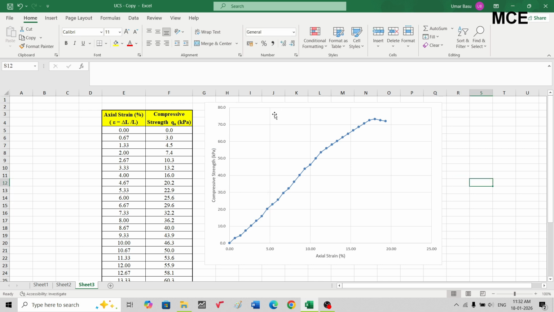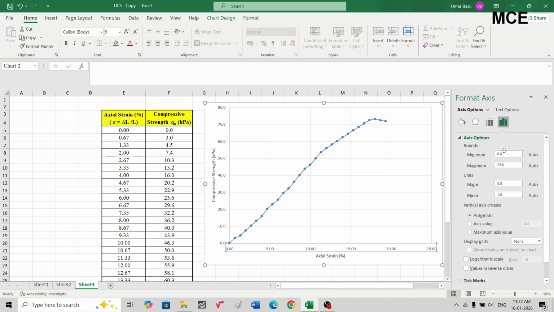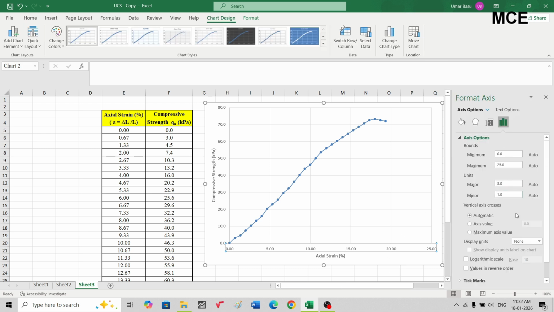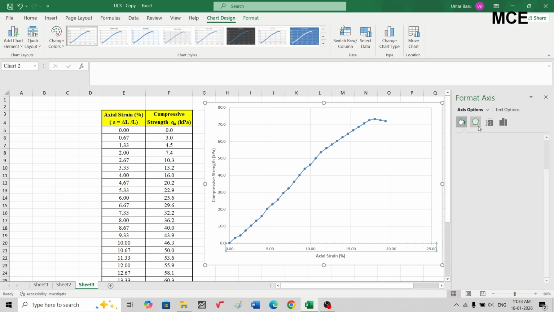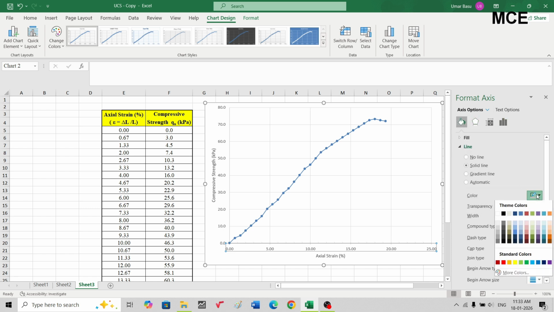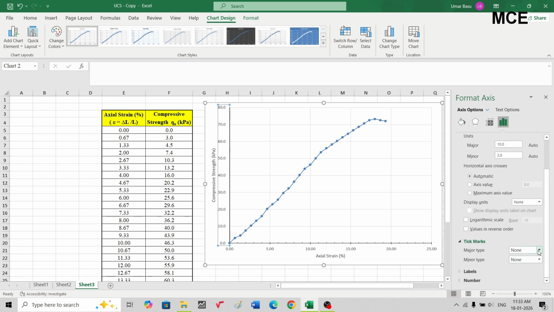You can make some changes to this graph. Select the horizontal axis, make the tick marks visible for major as cross and minor as inside. Change the color from gray to black and increase the width. This will help you to see the values more clearly. Similarly, for the vertical axis, change the color from gray to black, increase the width, and make the tick marks visible for major as cross and minor as inside.